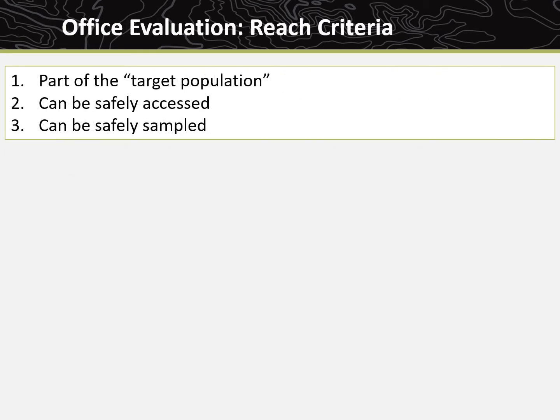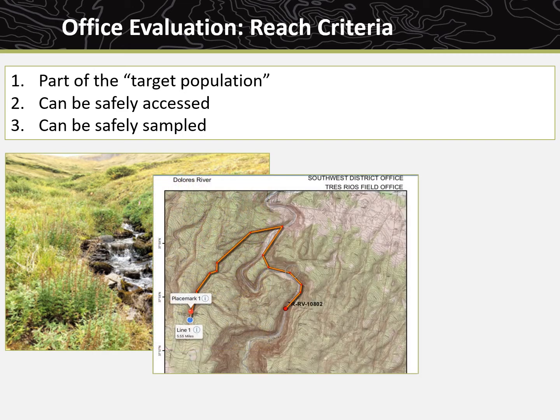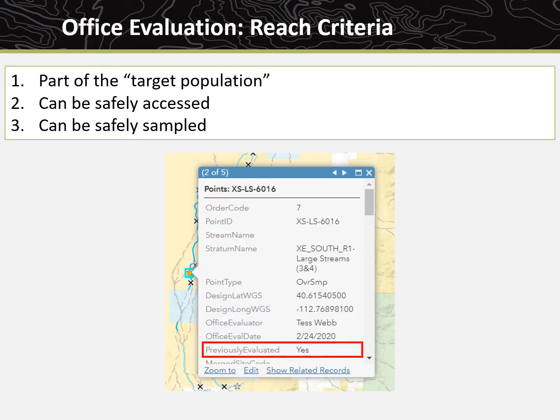Let's now focus on the specific criteria that each reach needs to fulfill in order to be visited in the field, and why a reach may need to be rejected and replaced. In order for a point to warrant a field visit, it must be evaluated in the office to determine if it is part of the target population, is safely accessible, and if it can be safely sampled. Reaches may have been evaluated in the office or field in previous years. If information about this reach already exists, it may inform this year's evaluation, but should not be a substitute for re-evaluating the reach.